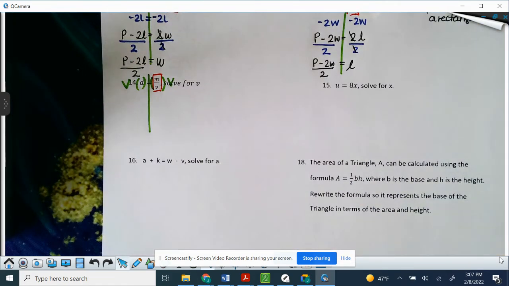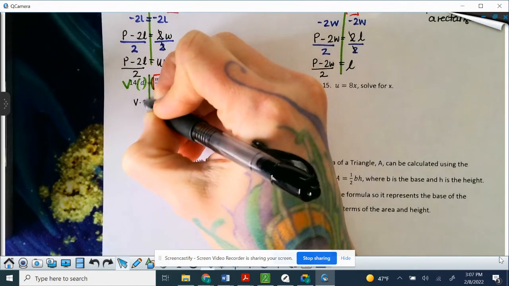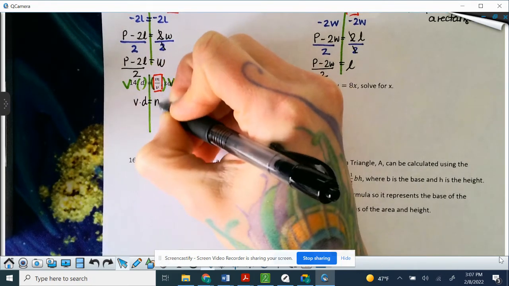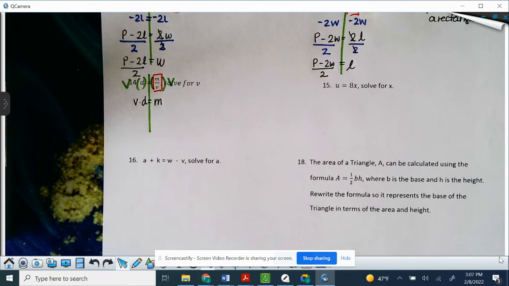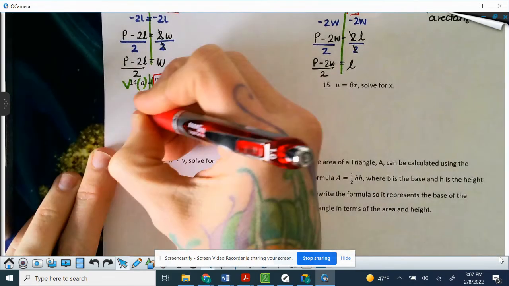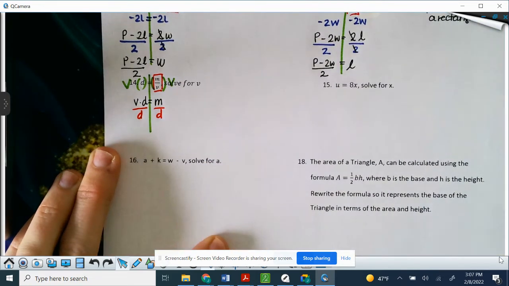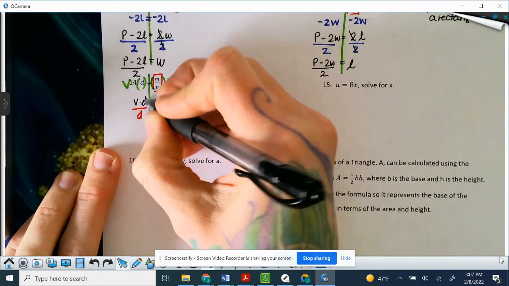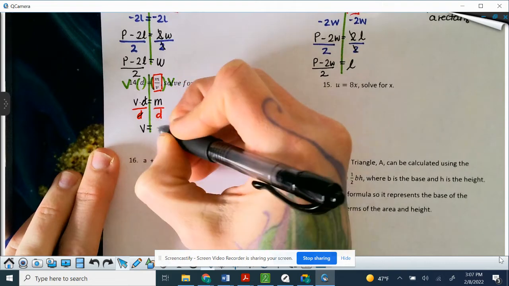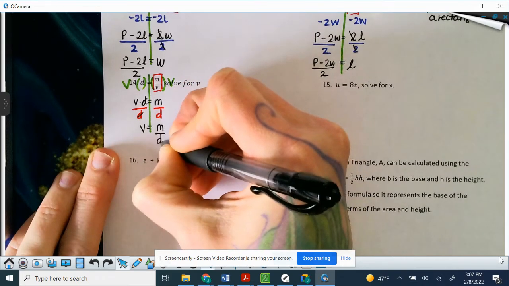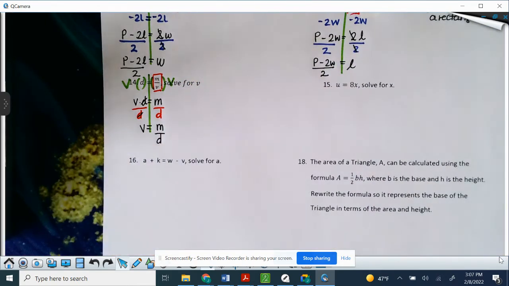And so now I have V times D equals M. The question is asking us to get V by itself. So you want to ask yourself, is V by itself right now? It is not. It is attached to D by multiplication because that's what we had to do to get it out of the denominator. So we're going to divide by D. And so now these D's go away. So volume equals mass over density. And you're done.